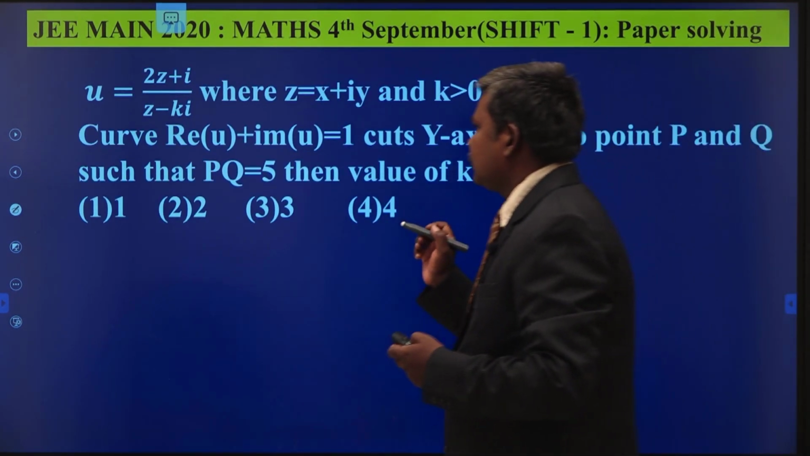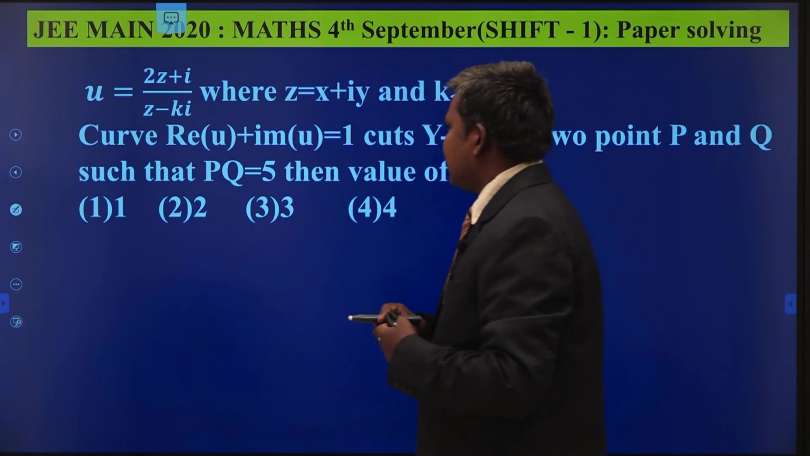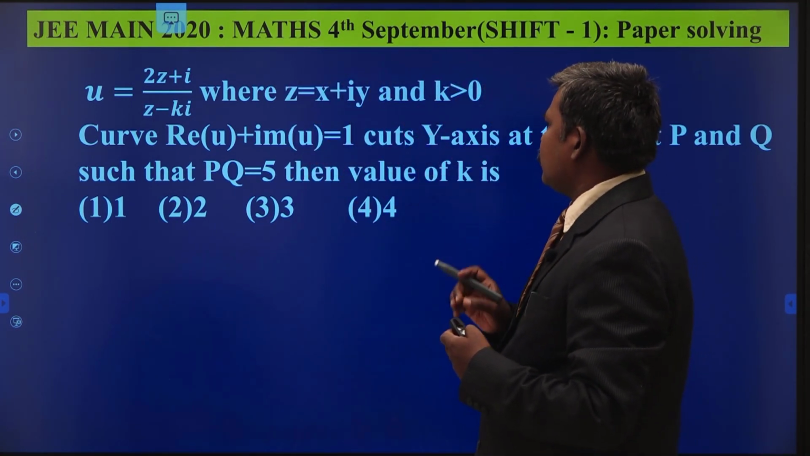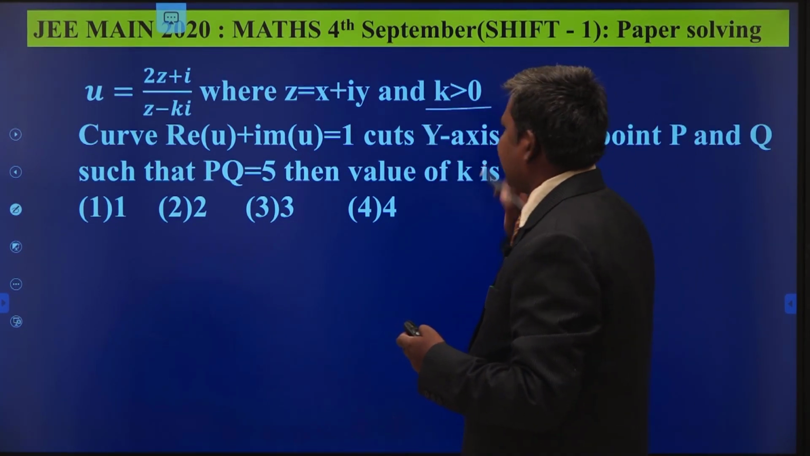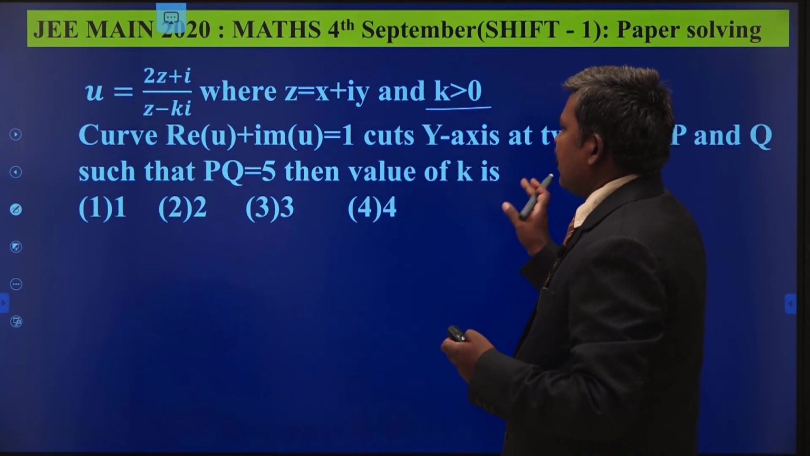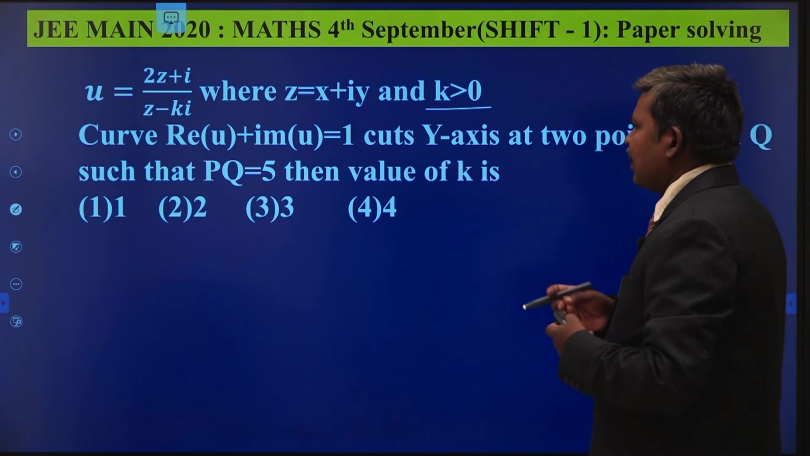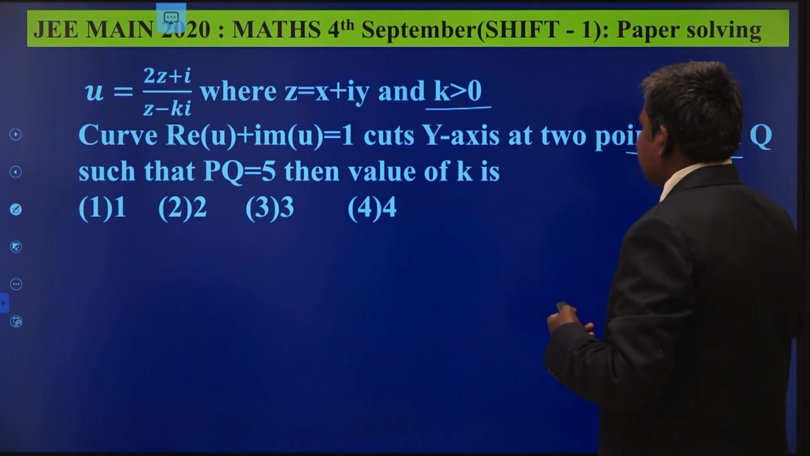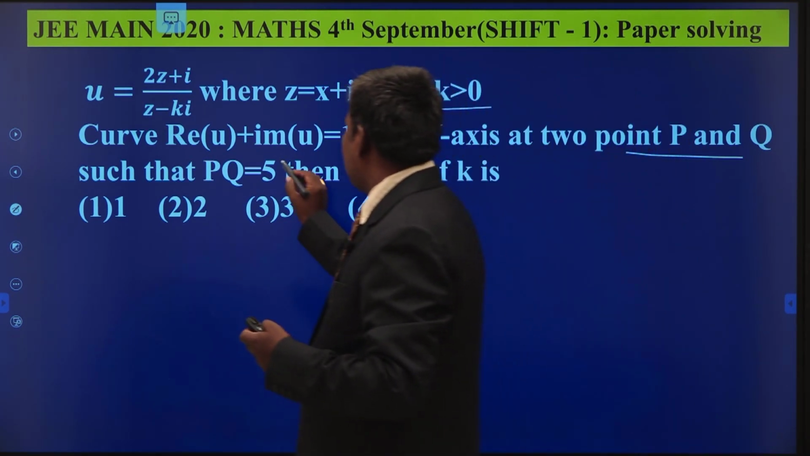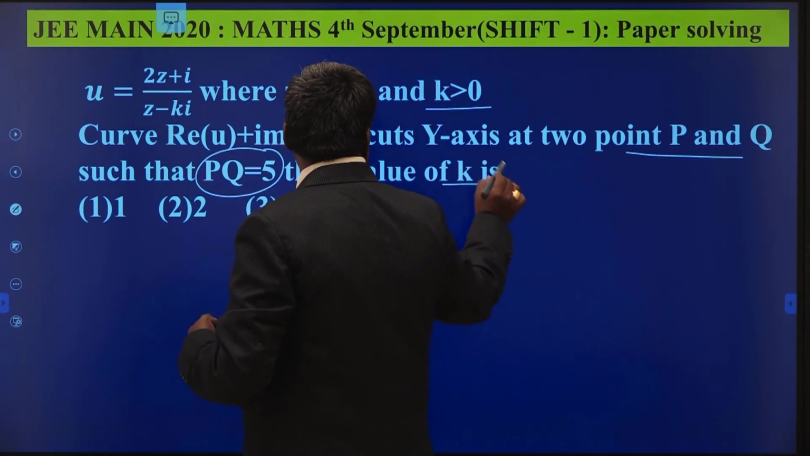See this one. This is related to complex numbers. u = (2z + i)/(z - ki), where z = x + iy and k > 0. The curve Re(u) + Im(u) = 1 cuts the y-axis at 2 points P and Q such that PQ = 5. Then you have to find the value of k.